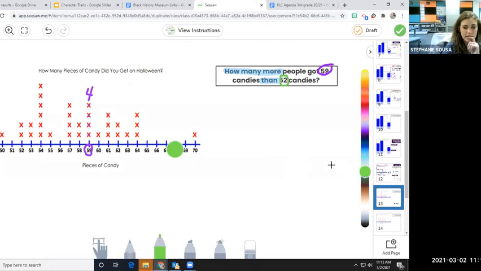I'm writing, you're writing. Let's look at 52. Here is 52. 1, 2 X's. 2 people got 52.